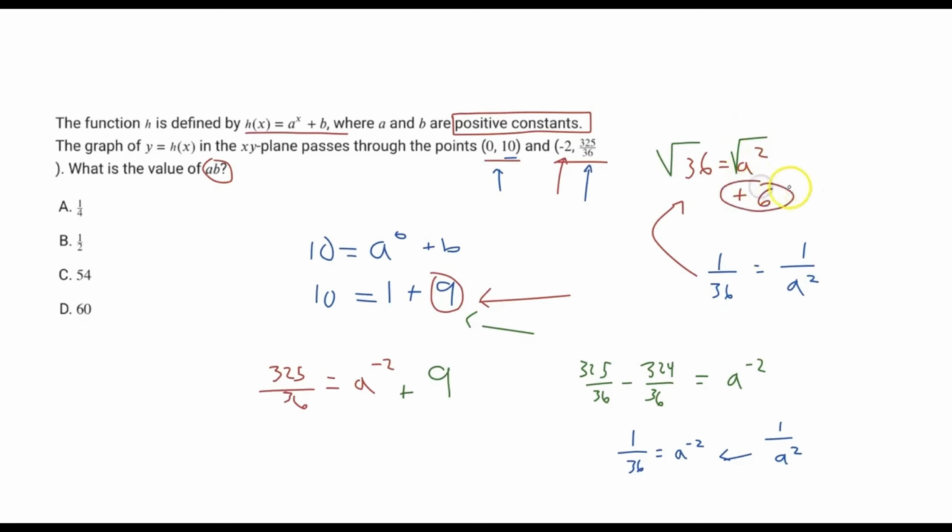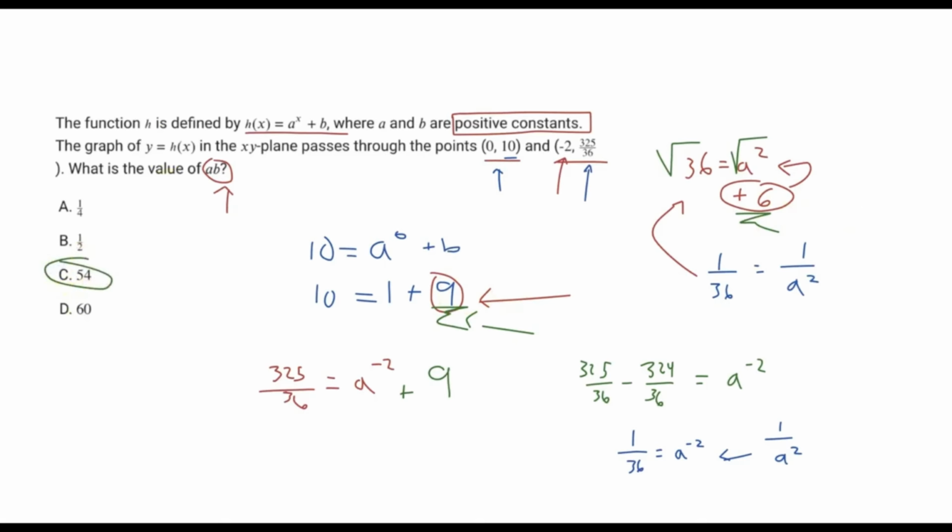So positive 6 here is our answer for a, but the question is asking for the product of a and b. So we know here that b is a value of positive 9, and a is a value of positive 6. So 9 times 6 is going to give us a value of 54, and therefore C is going to be our final answer.